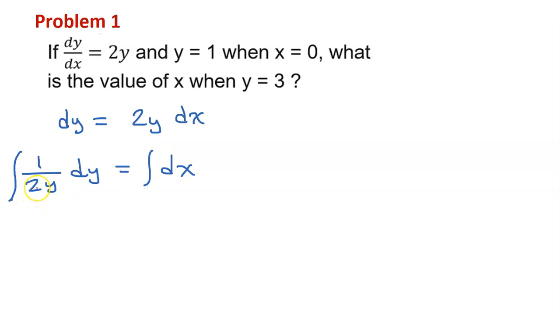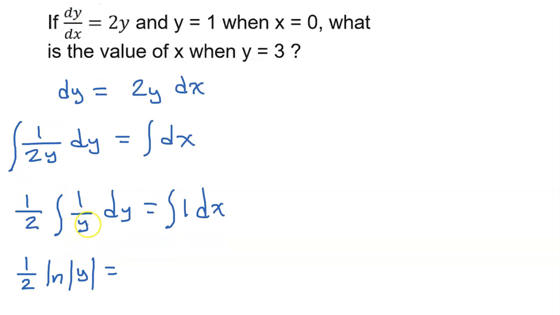I'm going to bring this 2 in the denominator out in the front before I integrate, so that's going to be a 1/2 times the integral of 1 over y dy is equal to the integral of dx. Maybe I'll just put a 1 in here to make it more obvious what's going on. On the left, we have a memorized rule. The integral of 1 over y dy is the natural log of the absolute value of y plus c. I'll save the plus c for the right-hand side. The antiderivative of 1 is x, so x plus c.